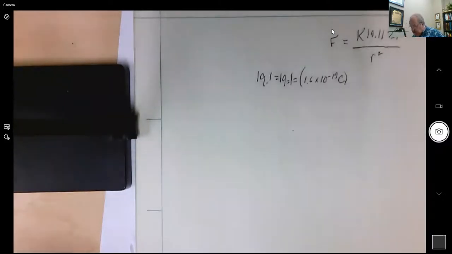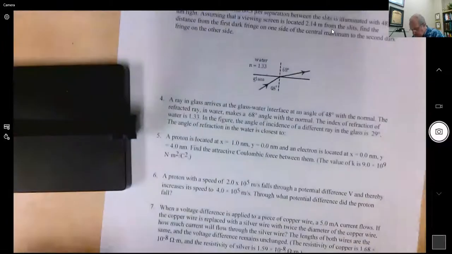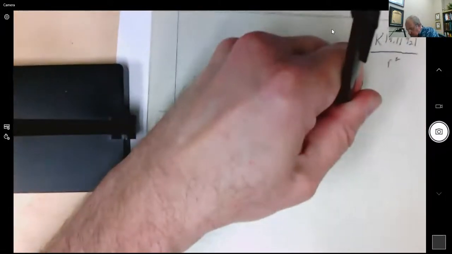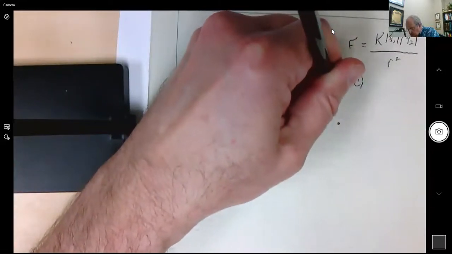Okay, and then the radius, we know if we plot these out, that the proton is on x equals 1 and y equals 0, and the electron is on x equals 0 and y equals 1.